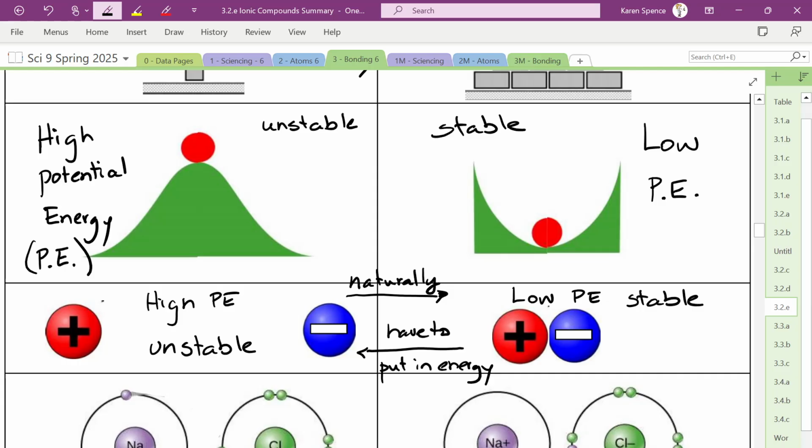Just like the ball at the top of the hill, it rolls down naturally. But if the ball's at the bottom of the hill, is it going to roll up the hill all on its own? No, you would have to put in energy. You would have to get under that ball and push it up or carry it up. So you would have to put in energy.